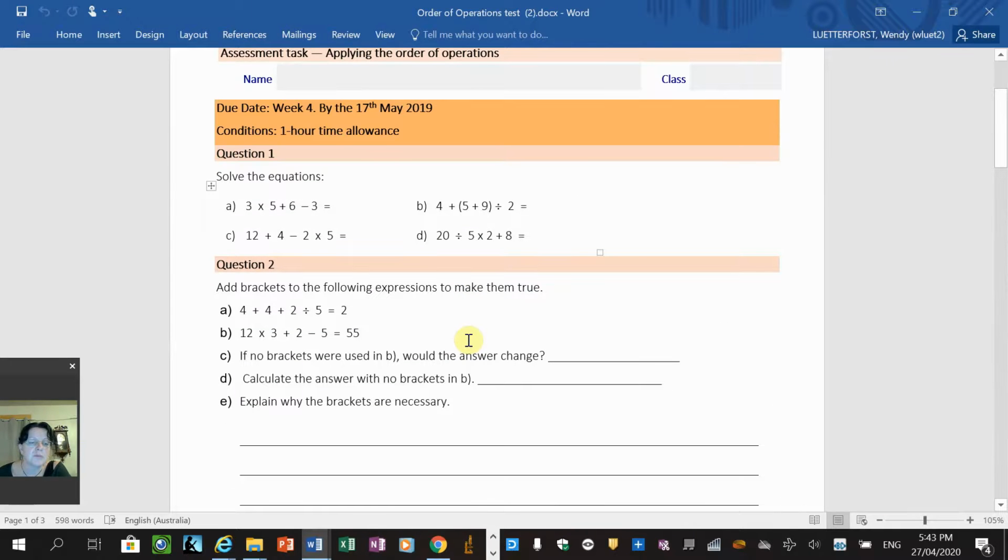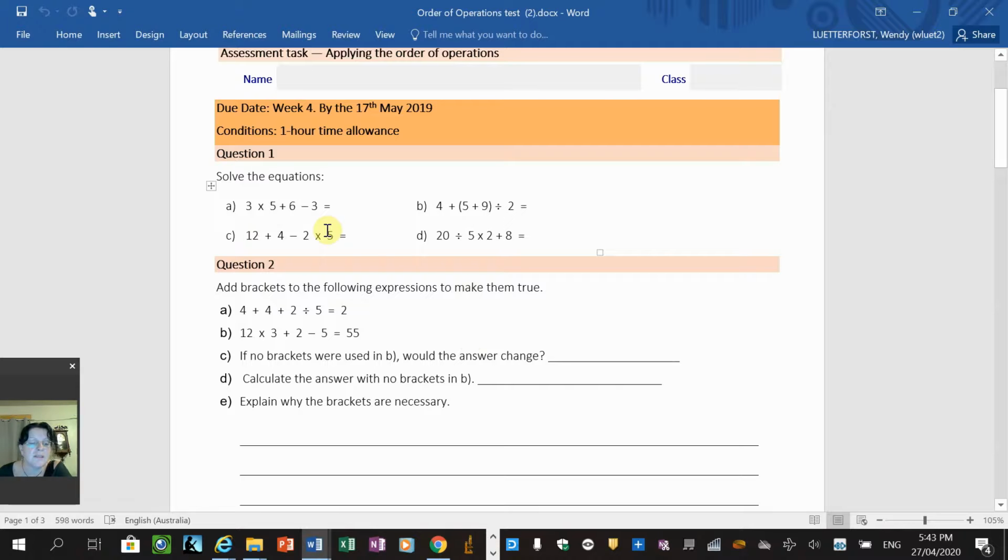So don't forget the BODMAS rule, which is brackets, not brockets, but brackets, order of operation, then division comes first, then multiplication, then addition, then subtraction. Keep that firmly in your mind. So the first one, solve these equations. So when we look at this, which ones are we going to do first?